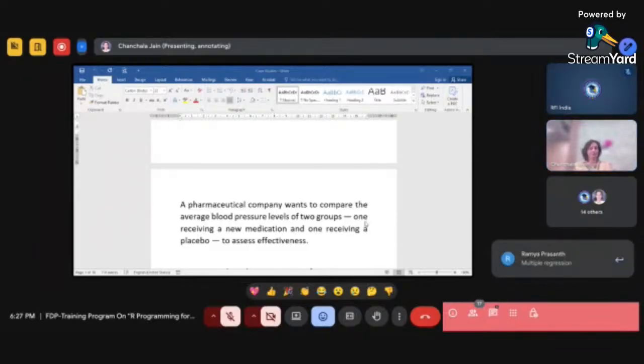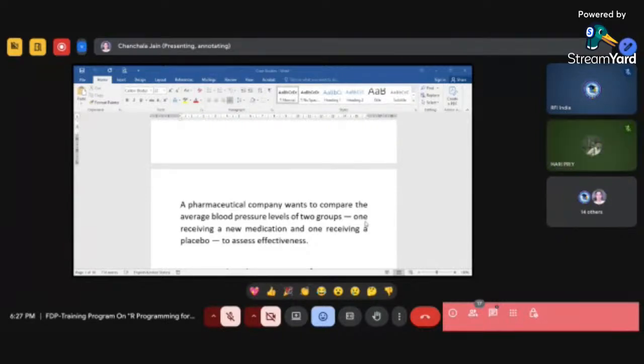Here two groups means ANOVA can be used. A pharmaceutical company wants to compare the average blood pressure. Okay. It's ANOVA. Yes, ma'am, I think so. Okay, fine. What about other participants, other friends? It is a case of ANOVA.